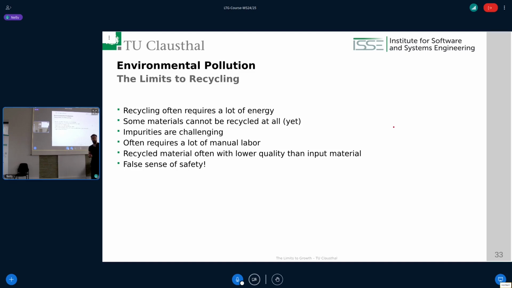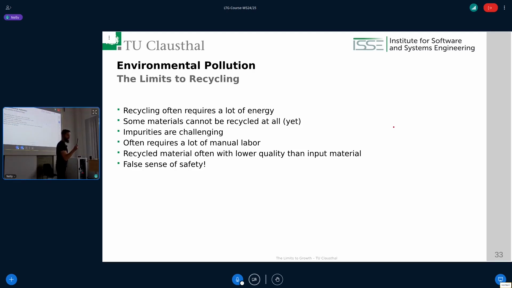Impurities are another problem. If you want to get back all the resources from my smartphone, you have to shred it. And since there are a lot of very different resources in here that are only present in very small amounts, you need to grind it very small so that you have pure pieces, because you are not interested in a piece that is half gold, half copper, just to give a stupid example. You want pure, so you have to make it very small. If you don't make it small enough, then it's impure. If you make it very small, then it's more difficult to separate it.